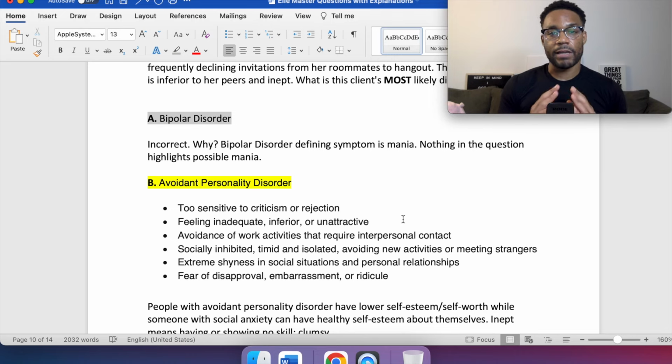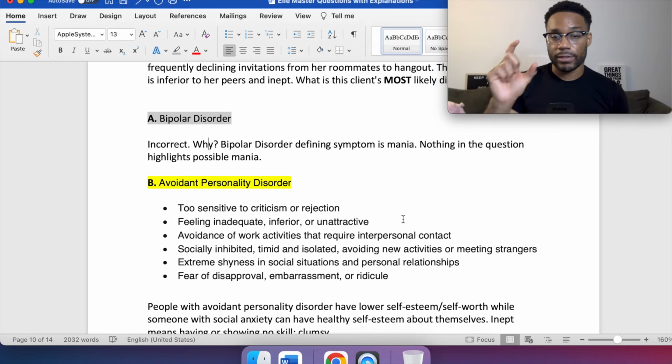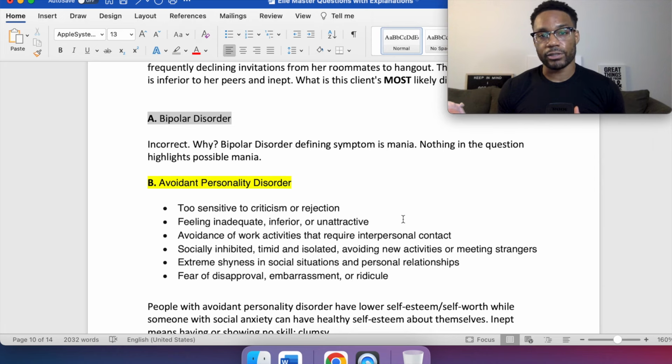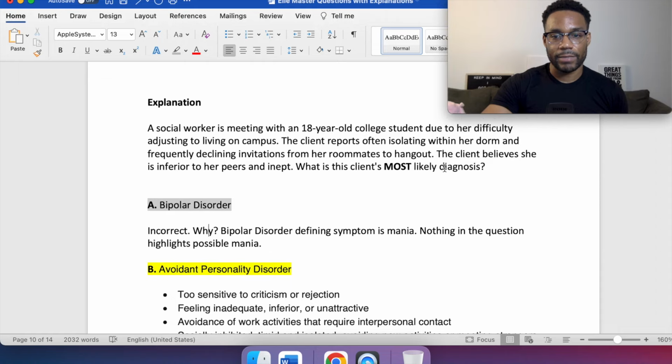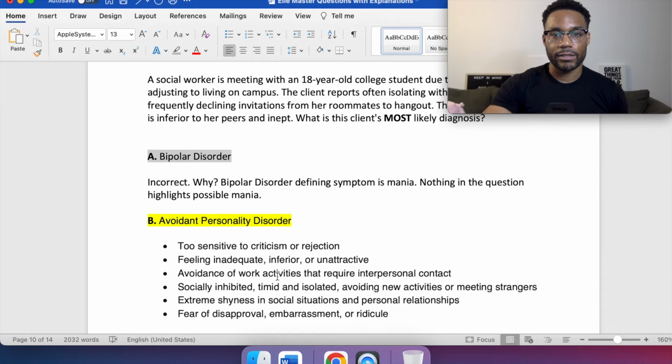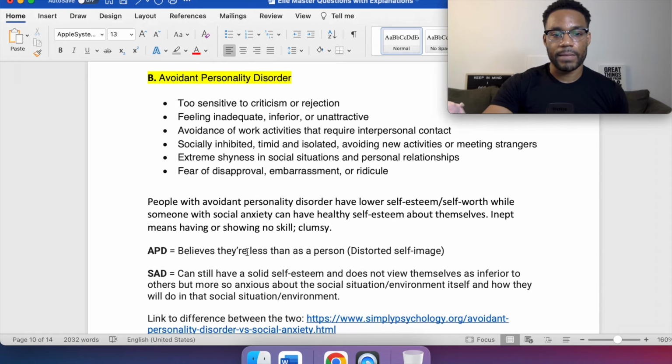Now, if those things weren't there, where she's viewing herself in a certain light, where it's being mentioned within a question for a reason, then the answer would most likely be social anxiety, right? But because the question makes a purpose and intent to highlight those features, this is most likely exactly what it's asking, most likely the diagnosis compared to any of the other ones.